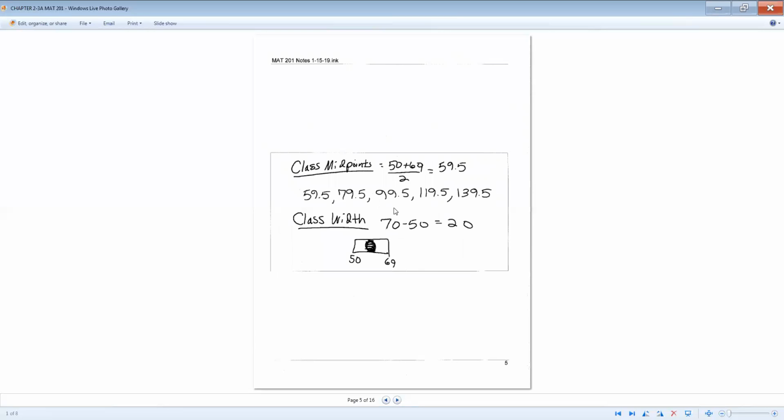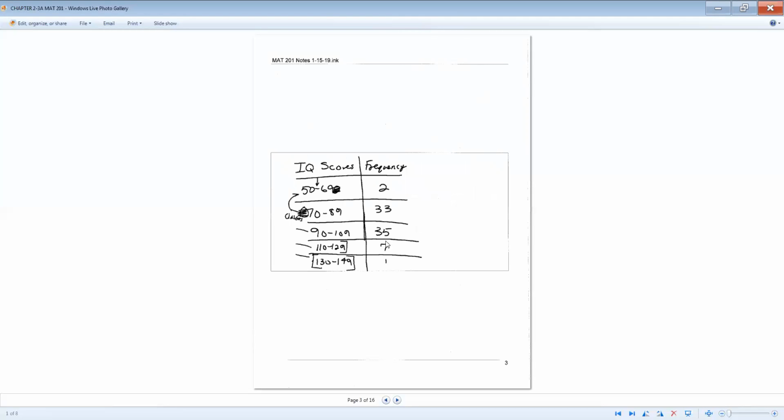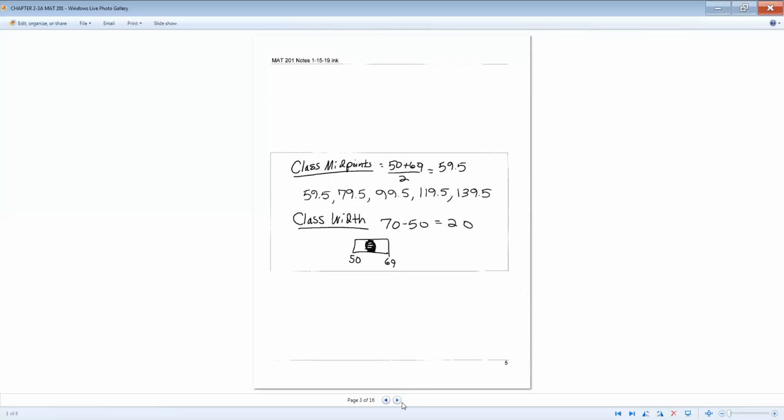Class midpoints, add your lower class and upper class limit of the same class, add them together, divide by 2. That would be the middle value of each one of your classes. Your class width, all you do is take two consecutive lower class limits or two upper class limits and subtract them from each other, and you will get that class width. So here I chose 70 and 50. I could have done 70 and 90, 110, 130, either way. Subtract them from each other, you get 20. Or if I did 69, 89, 89, 109, and so on, you would still get that 20. It'd be your class width.